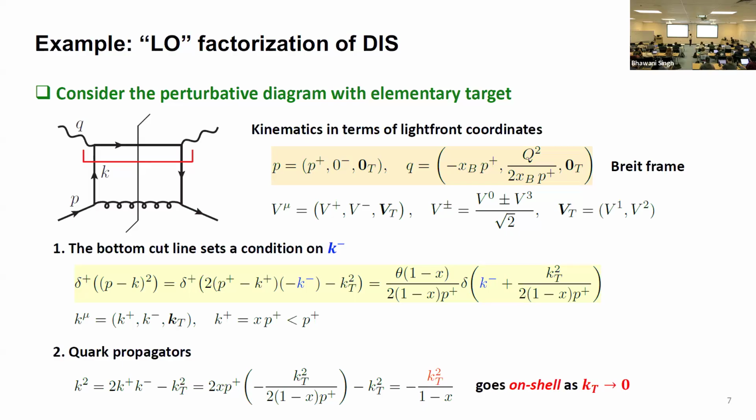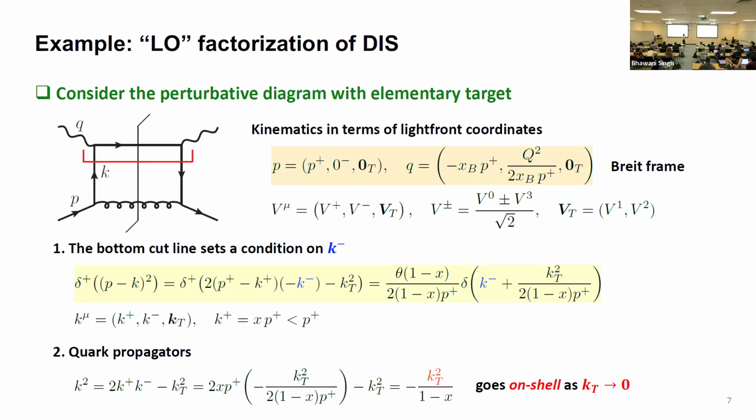So in the Breit frame, this momentum p moves along the z direction. So it only has a plus component, and we call it p plus. And the minus and transverse components are 0. And the momentum q, which is the virtual photon from the electron scattering, has a plus momentum and a minus momentum. And this, I believe you have seen in the introduction lectures. And going from here, we first take a look at this cut. This cut across this gluon line sets this gluon on shell. And what this gluon carries is the momentum p minus k.